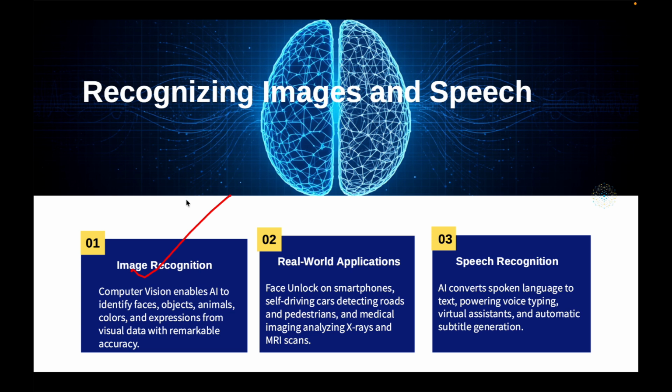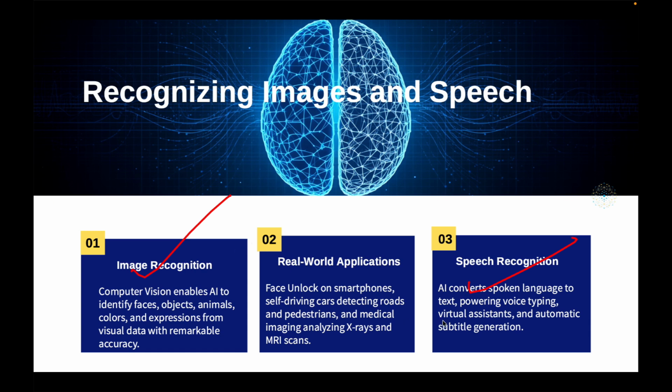In healthcare also, AI helps doctors analyze x-rays faster and more accurately. Now let's talk about speech recognition. Speech recognition allows AI to convert spoken language into text. This powers voice typing, virtual assistants, and automatic subtitles. When you speak to Siri, Alexa, or Google Assistant, AI listens, understands your words, and responds within seconds.